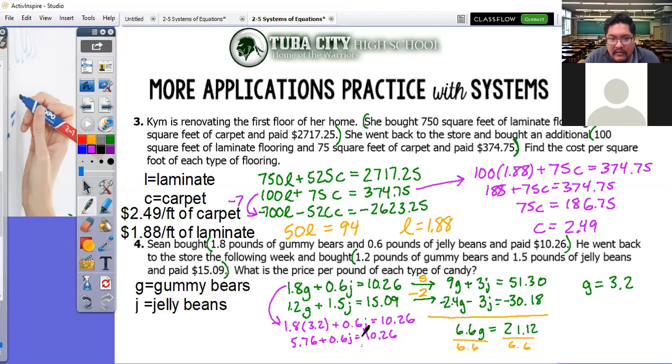Now I'm going to have to subtract $5.76 from both sides, and that'd be $4.50. So 0.6J equals $4.50. So now, half a pound, or well, 0.6 is a little bit more than half a pound, but roughly half a pound is $4.50. So if I divide that by 0.6, I should get my exact amount. So in this case, jelly beans, and I just divided both sides by 0.6.